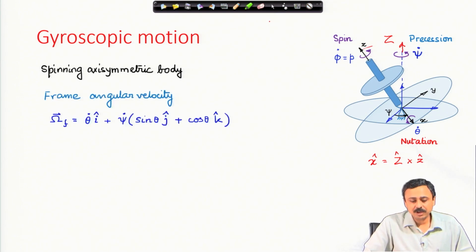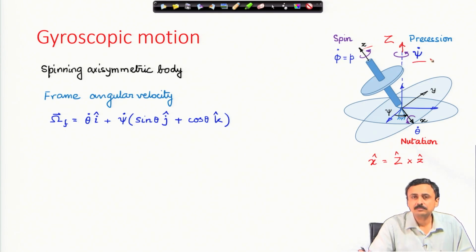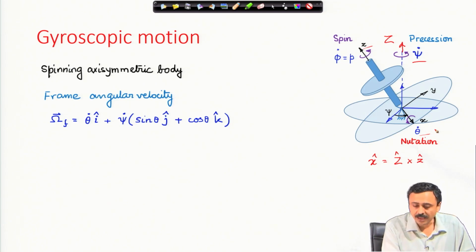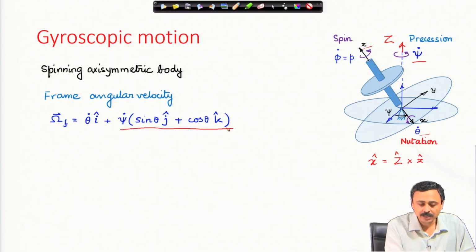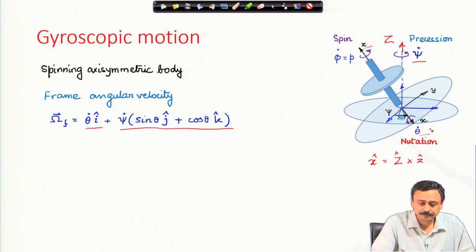The frame angular velocity, this we have discussed previously. We are going to now write it explicitly in terms of the precession and nutation. The frame will be rotating because of precessional motion and nutational motion. Precessional motion is about the inertial z axis, but this I can always represent in my x y z frame because it is in the y z plane. That is the precessional angular velocity, and this is the nutational angular velocity about the x axis. So, that is the angular velocity of the frame.